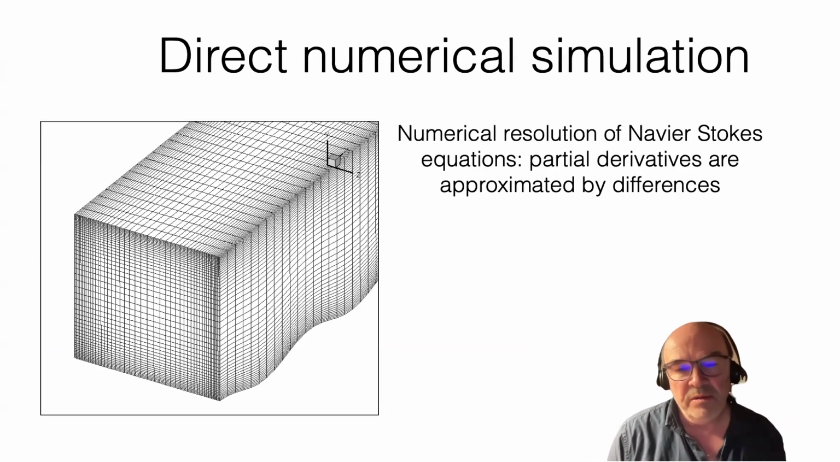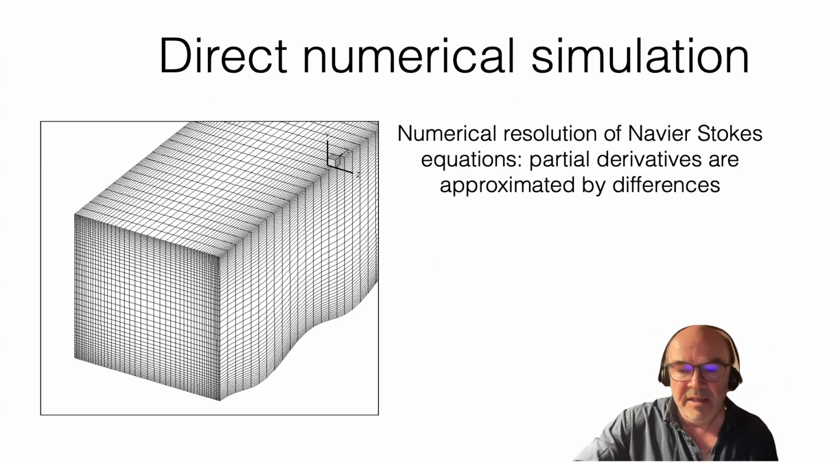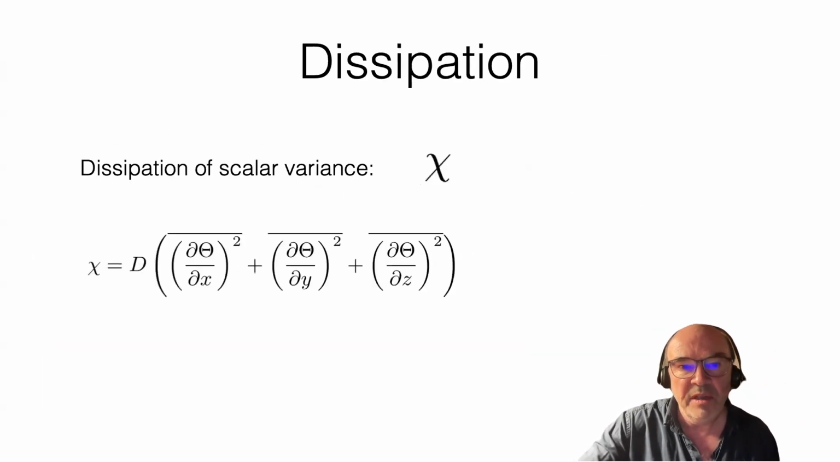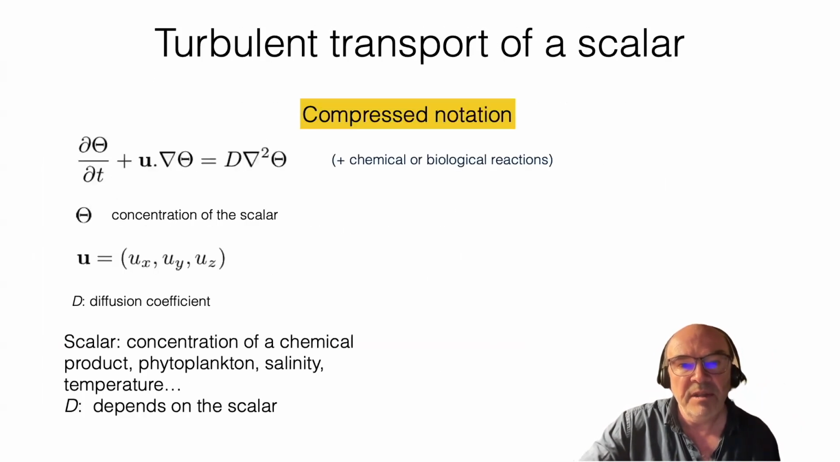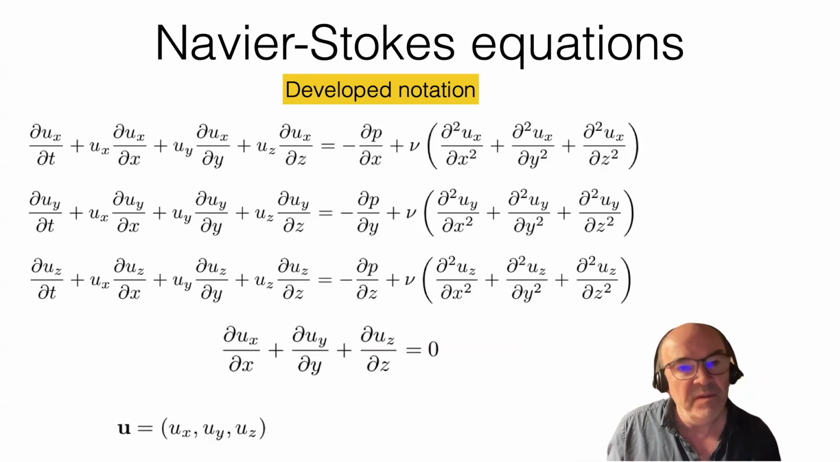Now I go to what is called direct numerical simulation. It means that if I go back to the equation, here we have something which is a bit complex mathematically, so it's not easy to solve, and we don't know the exact solution.